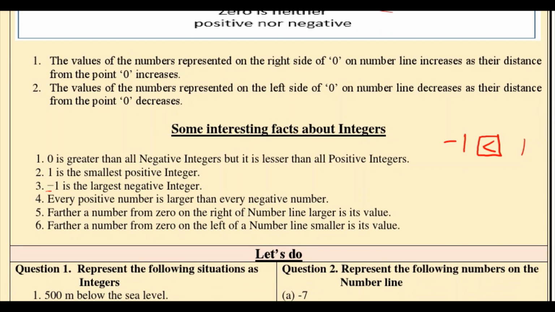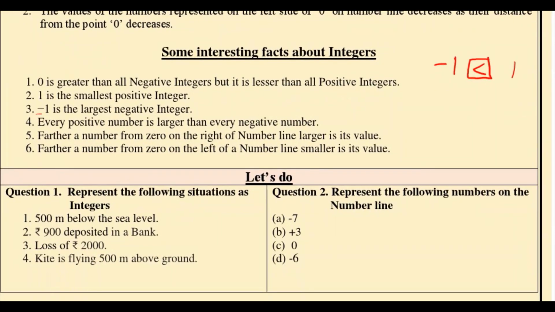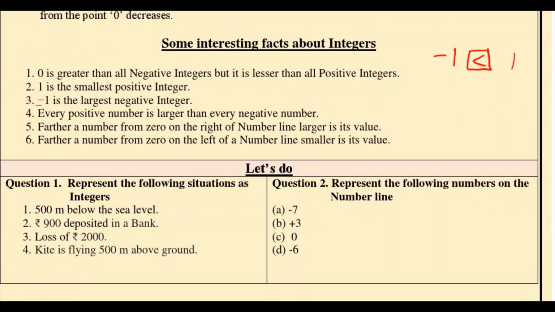Okay, now there are some questions given here. Let's quickly solve these questions. 500 meters below sea level, what will be the answer? Below, so minus 500 meters. Rupees 900 deposited in a bank, so that is plus rupees 900. Next is loss of rupees 2000.